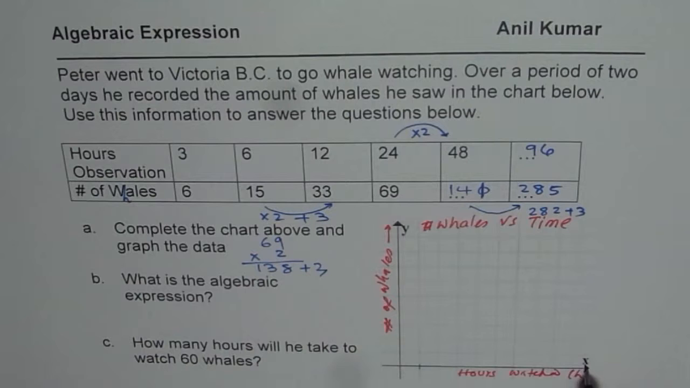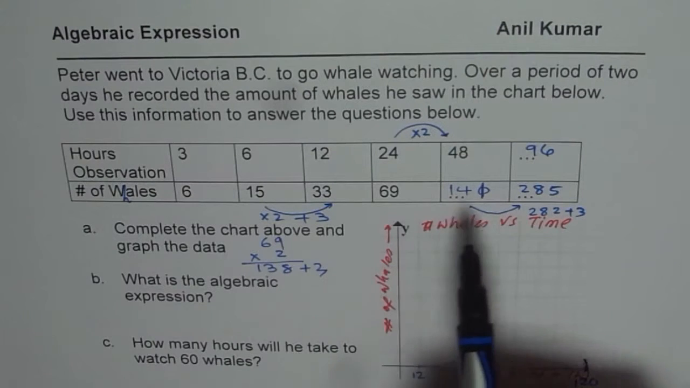So it is 120 for me. I could take each unit as a multiple of 12, correct? So I will take each unit as 12. So 12 times 5 is 60: 1, 2, 3, 4, 5. So this will be 60 for me. And 1, 2, 3, 4, 5 more will be 120 for me, right? So that is how we have the number of hours along the x-axis.